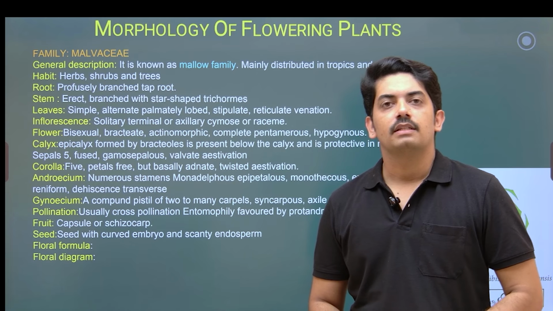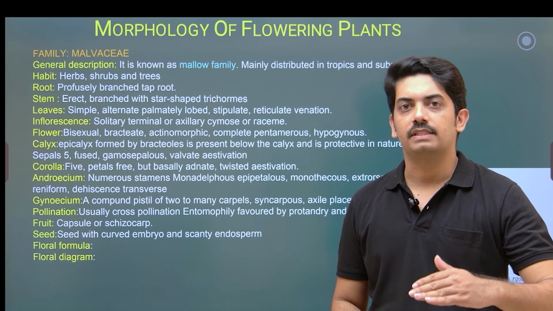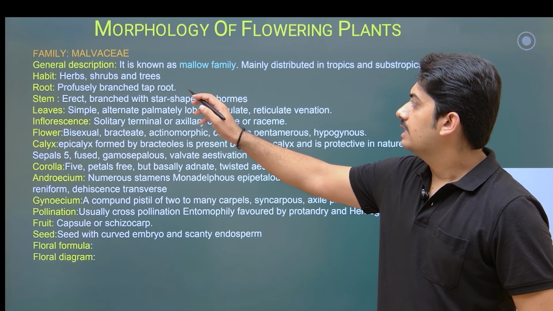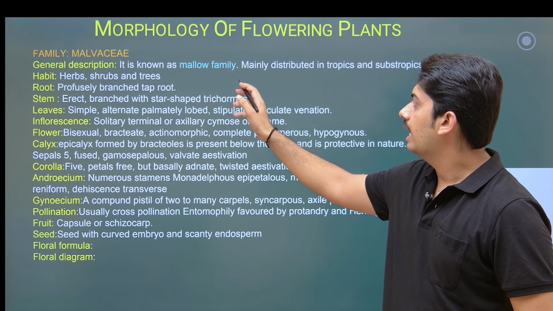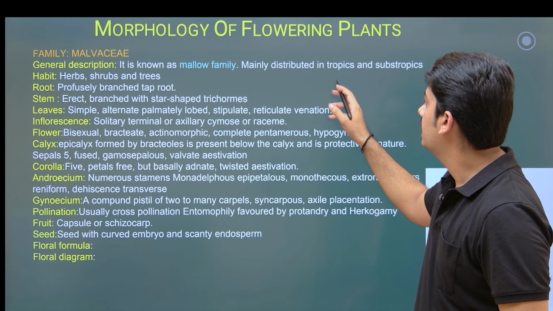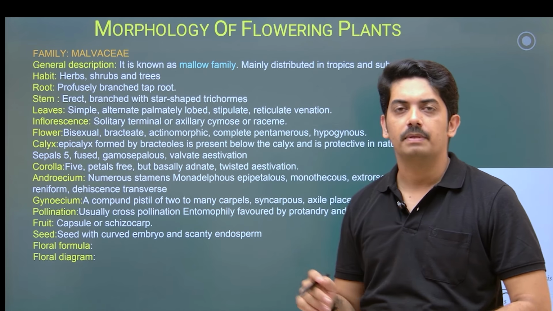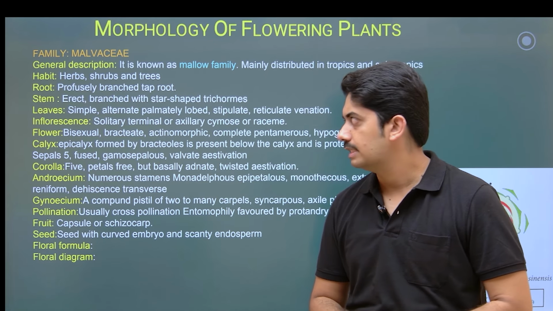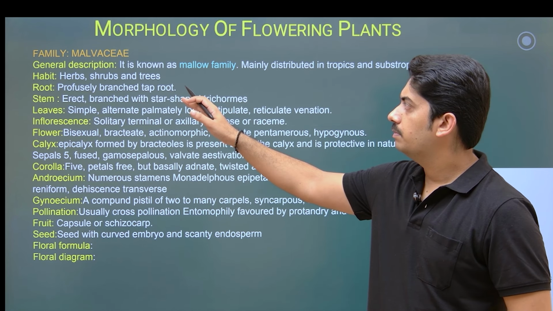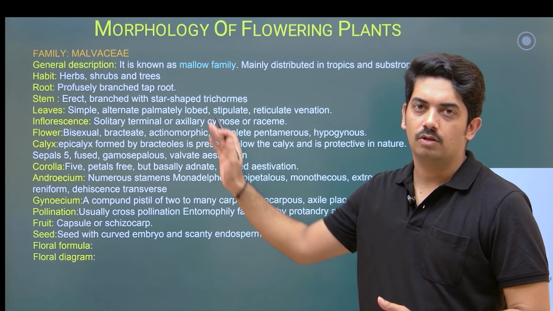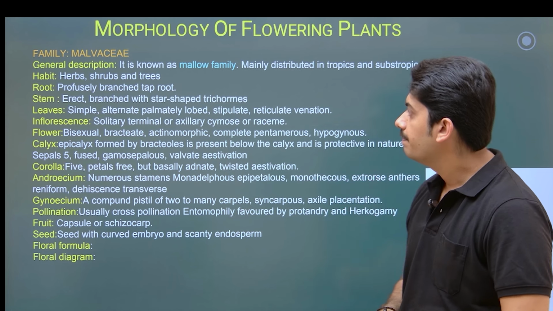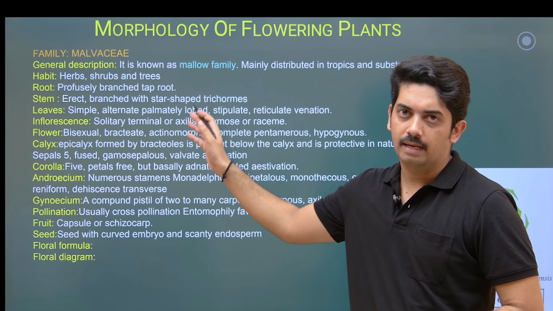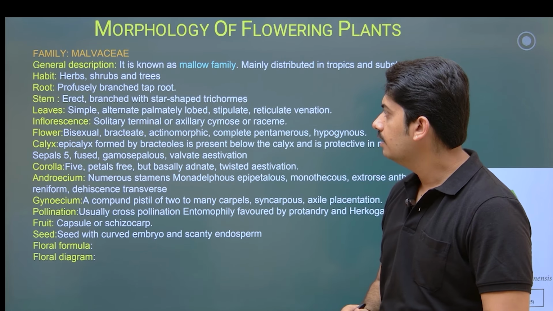Let us go with the characters of the family. First we discuss vegetative characters and then we discuss floral characters. So general description, it is known as Mallow family, mainly distributed in the tropical and subtropical regions. Habit, herbs, shrubs and trees are observed. Small trees are observed. Then roots are a profusely branched taproot system. There are no modifications here.